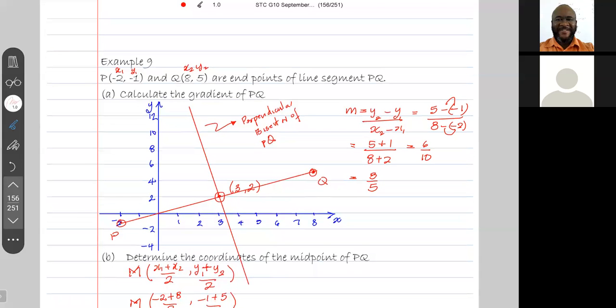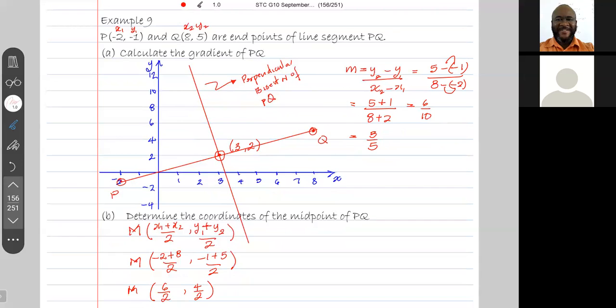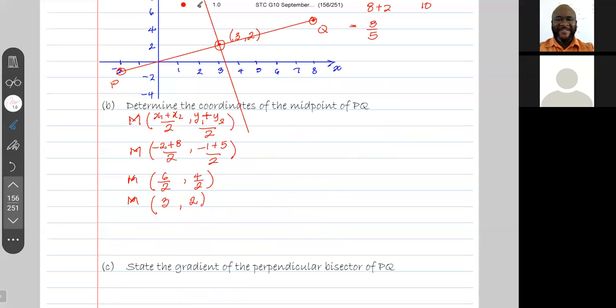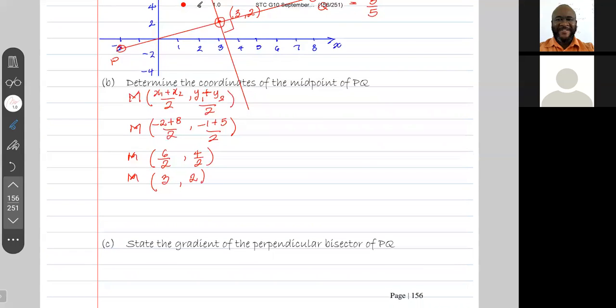Next, C. State the gradient of the perpendicular bisector of PQ. Well, the perpendicular bisector of PQ is at right angles to PQ. So since M1 is 3 over 5, M2 would be minus 5 over 3. So the gradient of the perpendicular bisector of PQ, because it is perpendicular to PQ, is minus 5 over 3.